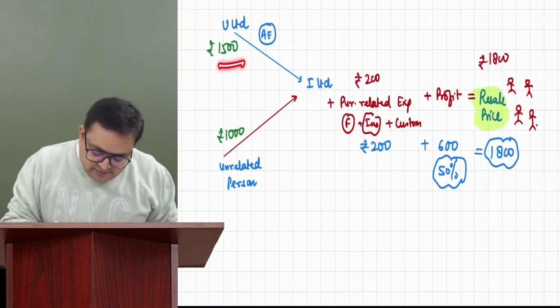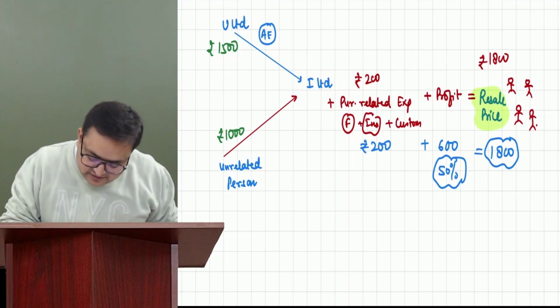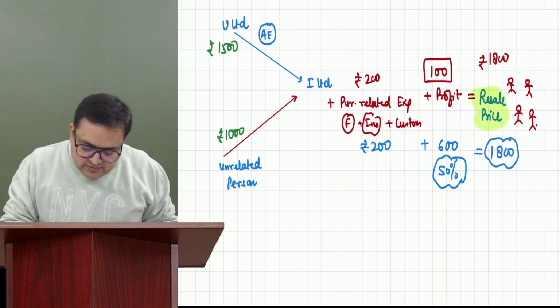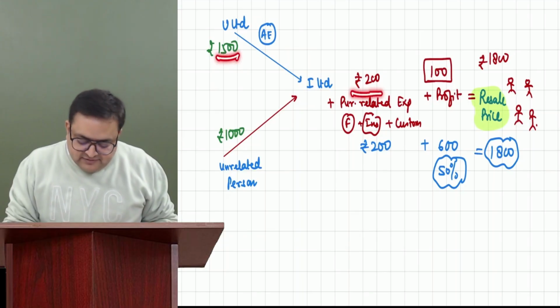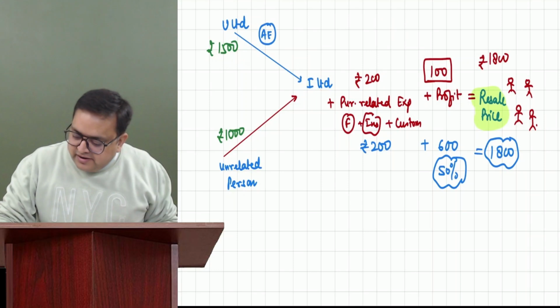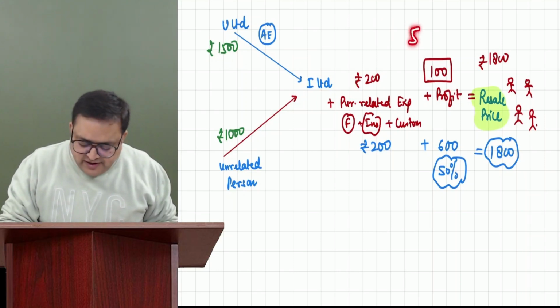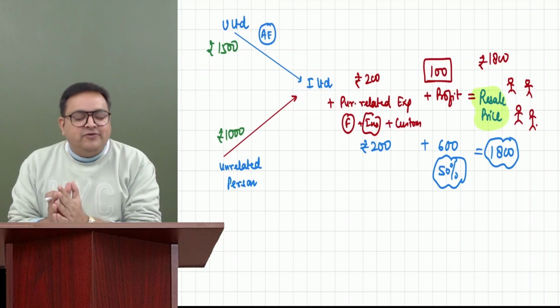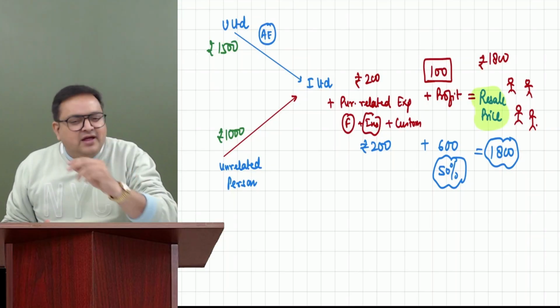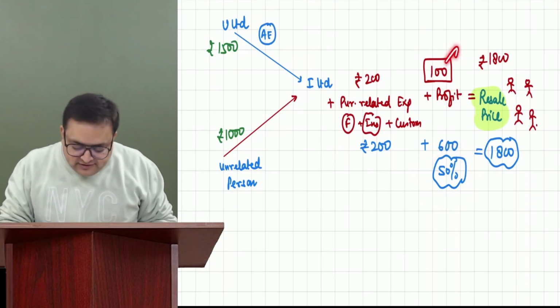So 1,500 plus 200, that is 1,700, and you have earned just 100 rupees profit. So 100 divided by 1,700 is about 5.88%. Is it your normal profit margin? The answer is no, sir. Actually my normal profit is 50%, not this percentage.